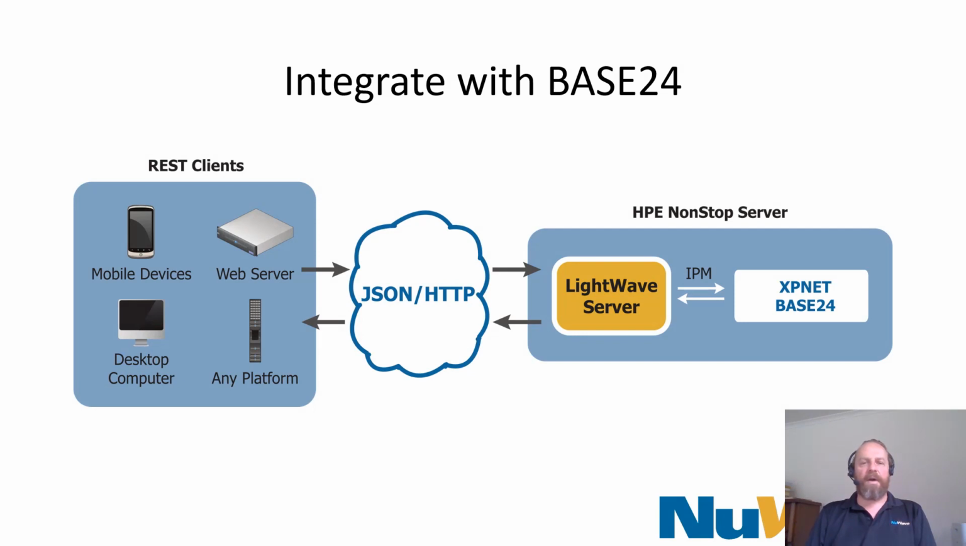Here's another example of how LightWave can be used, in this case with Base24. And we're going to hear a bit more about Base24 when Gustavo takes over. But really very little change as far as the overall architecture. As you can see, the same sorts of clients on the left-hand side are sending in JSON messages that LightWave Server receives and transforms into an IPM that XPNet and Base24 are happy to receive, and Base24 processes that transaction request as it would with any other transaction request, returning a response to LightWave Server to be returned back to the calling client.